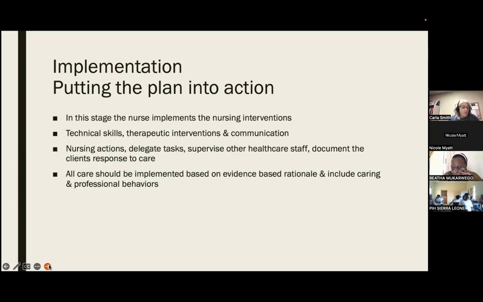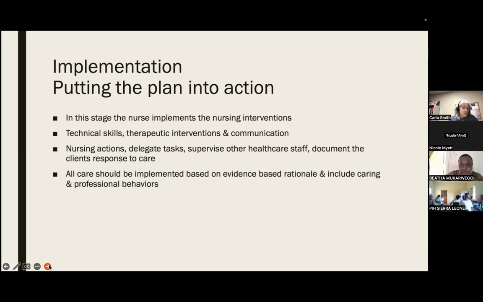As nurses, we might perform those actions and interventions ourselves, or sometimes we might be delegating those tasks and supervising other healthcare workers, such as taking vital signs on a stable client, or maybe assisting with delivering a meal tray or assisting a client to eat. A key step in this implementation stage is to document that client's responses to the care. And all care should be implemented based on an evidence-based rationale, including caring and professional behaviors.